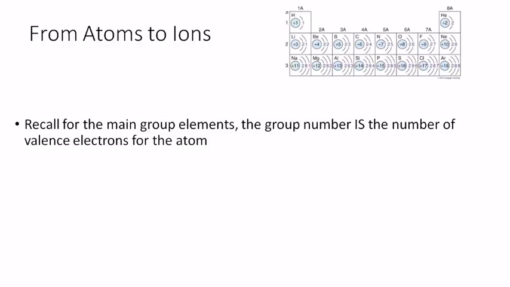Well, that is related to something we've recently talked about. Remember, we have 1A elements, 2A elements. Remember, these go up and down. These are groups, 3A, 4A, 5A, 6A, 7A, and 8A. And one of the things we said is that their group number says how many valence electrons they have. Valence electrons are important. They're the outermost electrons.